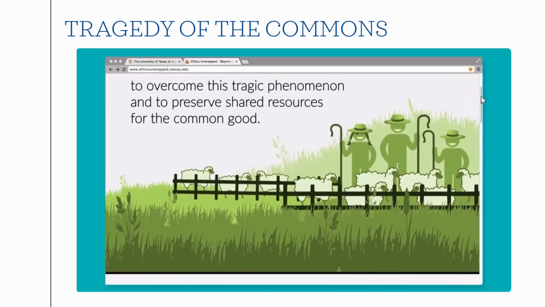So you'll notice in that video that there are three potential solutions to the tragedy of the commons. One is to privatize the resource, so that if people own the resource, they're going to want to take care of it more. Or it could be to have government regulations to limit access to the resource. And the third one was having society work together.